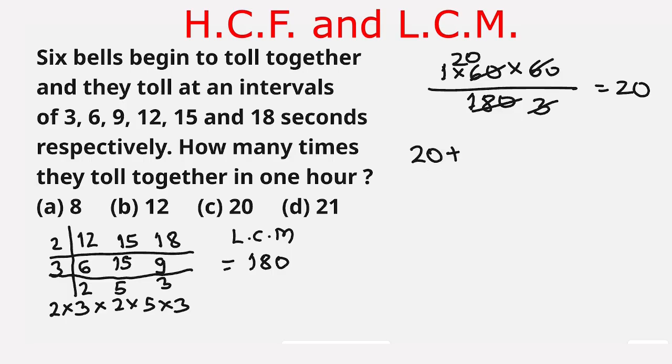At that time, all the bells toll together. So there will be 20 plus 1 equal to 21 times they are going to toll together in 1 hour. And from the given options, our answer is option D, 21 times. I hope you have understood the method of solving such type of questions. We go to the next question.